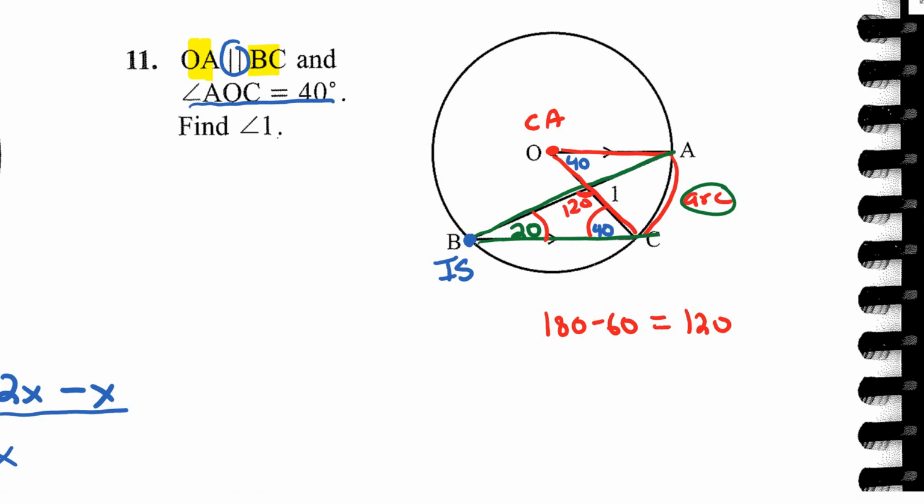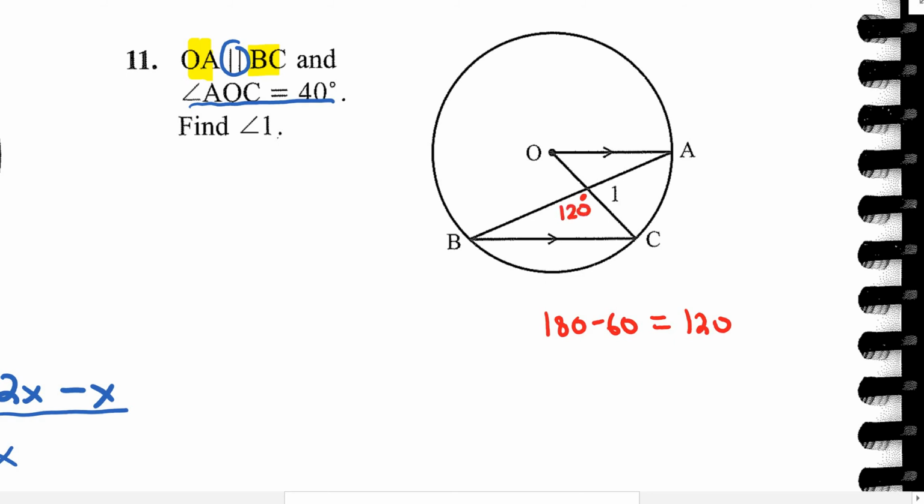And in order to finish this problem off, let me just erase all of this again. We just found out that this angle here is 120 degrees, and this entire angle here has to add up to 180 degrees because that's angles on a line. So 180 minus 120 is going to give you a value of 60 degrees. So angle number 1 has a value of 60 degrees.